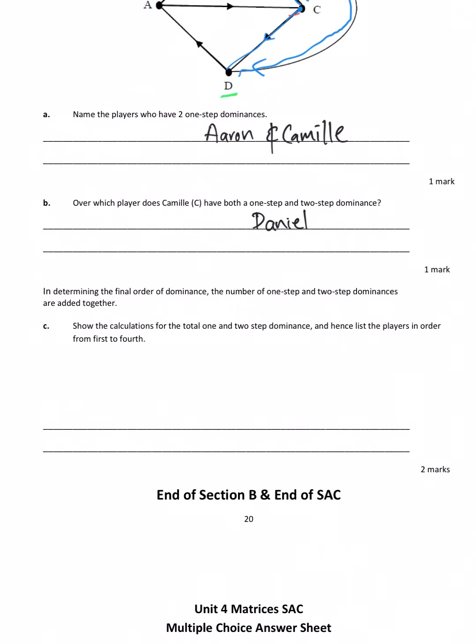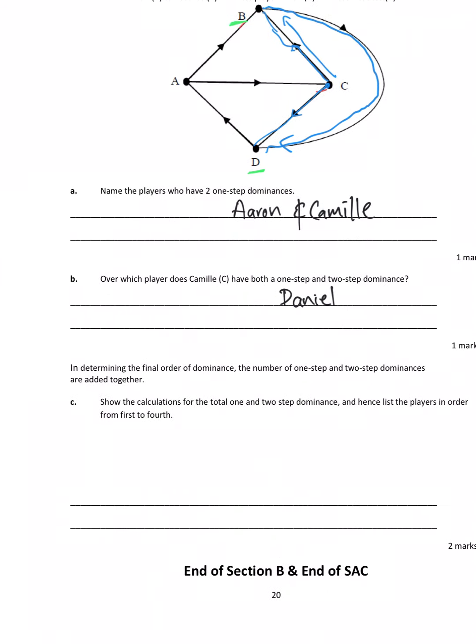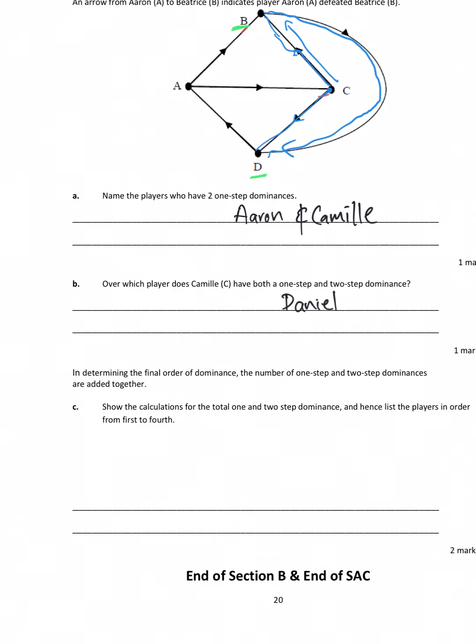In determining the final order of dominance, the number of one-step and two-step dominants are added together. Show the calculations for both one-step and two-step dominants, and hence list the players in order from first to fourth. It's just time-consuming, not hard, but we've got to find the total dominance, which is the one-step plus the two-step ones.